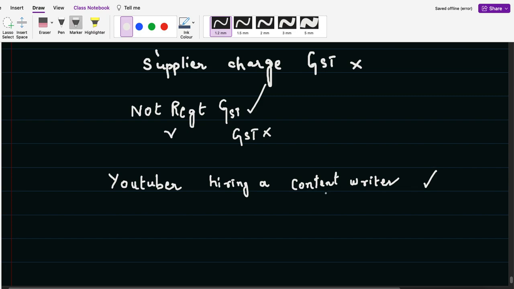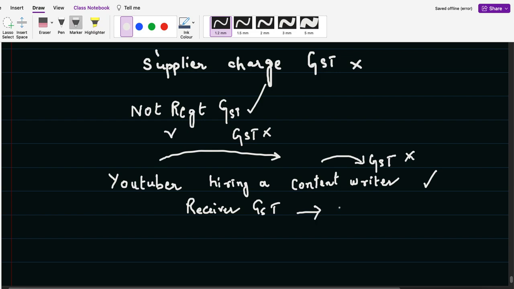So the writer will give the service, the YouTuber will pay the money, but the writer doesn't take GST. They only take money for the services they have provided. But the YouTuber, who is the receiver of the service, has to pay the GST to the government. Got it? This is called the reverse charge mechanism.